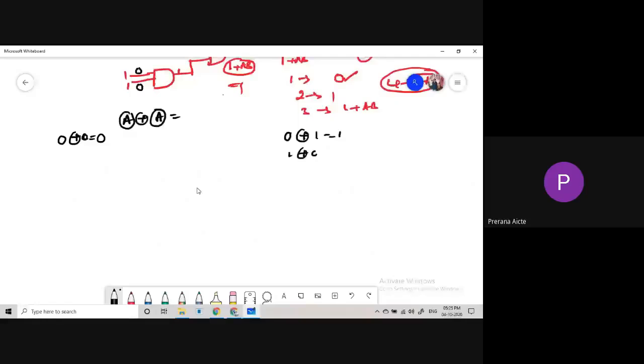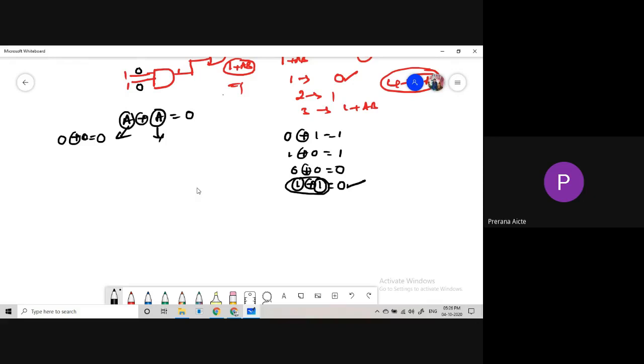What is the value of 0 XOR of 1? 1. 1 XOR of 0? 1. 0 XOR of 0? 0. 1 XOR of 1? 0. So 1 is one input, another 1 is the other input. For equal inputs, the output is 0. Here A is one input, another A is also another input. Are the inputs equal or not? Equal, sir. So A XOR of A is nothing but 0.